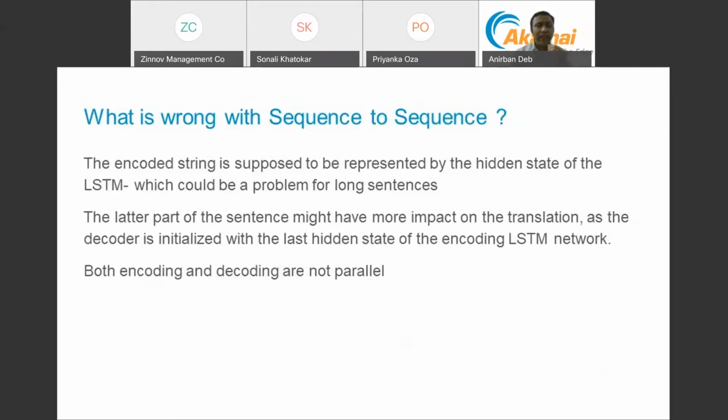The second thing is this whole thing is not parallel. It's one word at a time being fed in and one word at a time being translated. So what can we do here? Let's see. And before we solve these two problems, let's look at another problem.